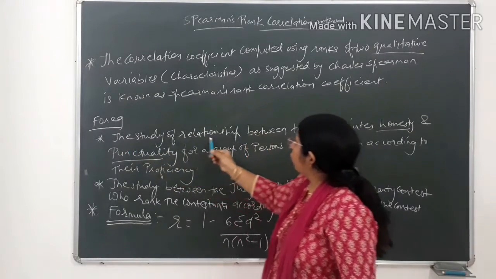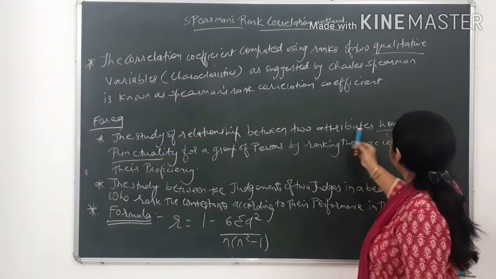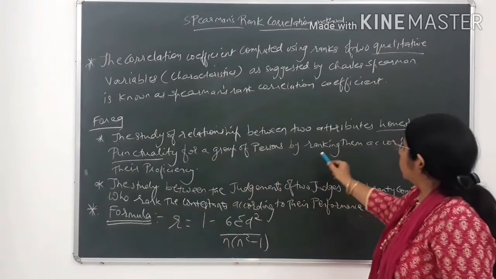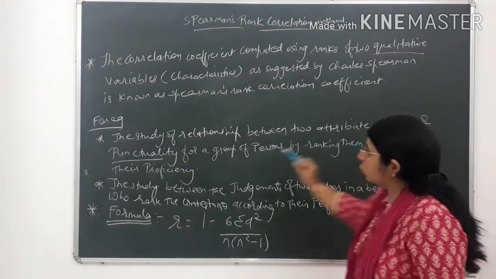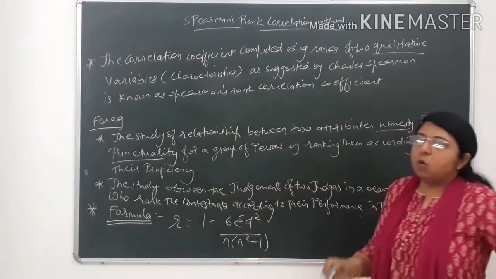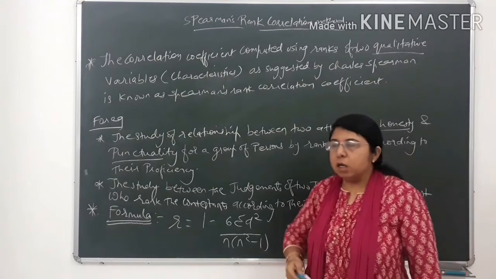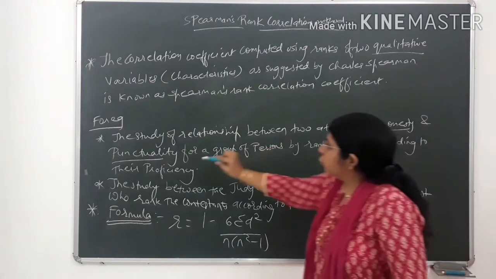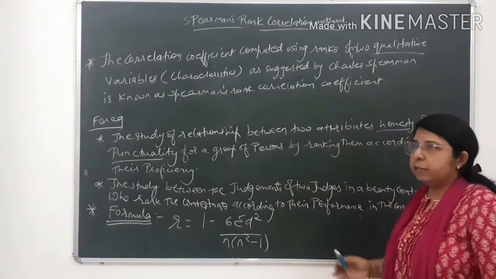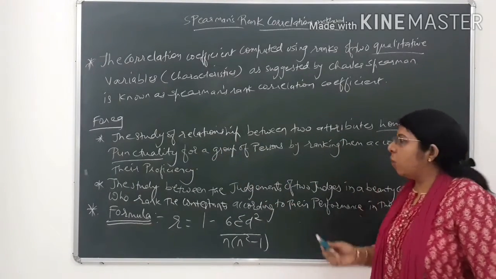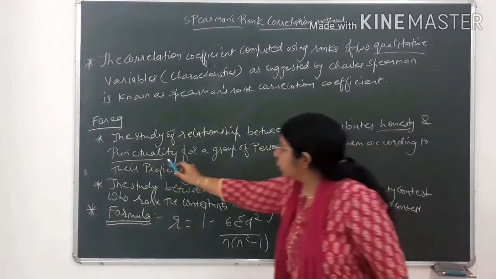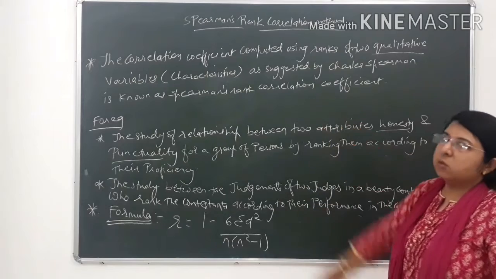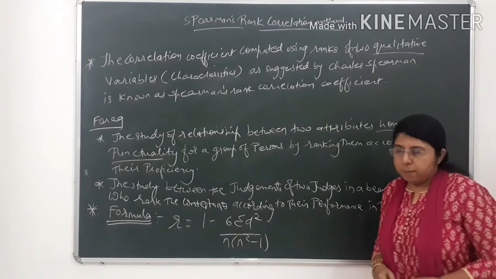First one, the study of the relationship between two attributes, honesty and punctuality, for a group of persons by ranking them according to their proficiency. That means, for the group of persons working in a factory, their honesty and punctuality are being measured. The relation between the two variables, honesty and punctuality, according to their proficiency, is found out by Spearman's rank correlation method.